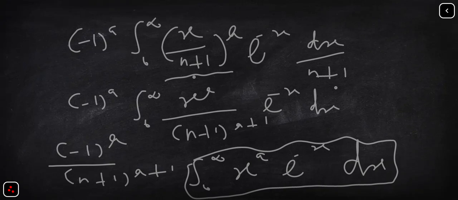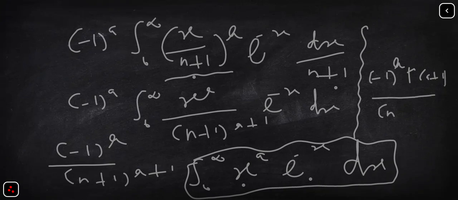Okay, and then we know the integral of x raised to the power of a multiplied by e raised to the power of minus x from 0 to infinity dx is just gamma of a plus 1. You can check my previous video on the gamma function. So this is just gamma of a plus 1. So I'm going to have minus 1 raised to the power of a multiplied by gamma of a plus 1 over n plus 1 raised to the power of a plus 1.